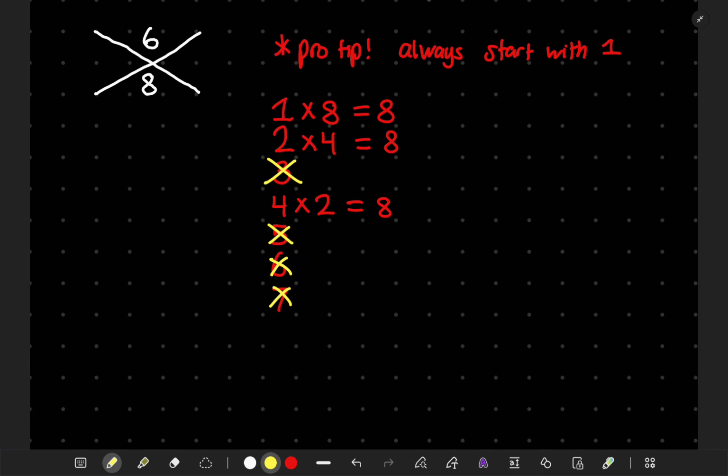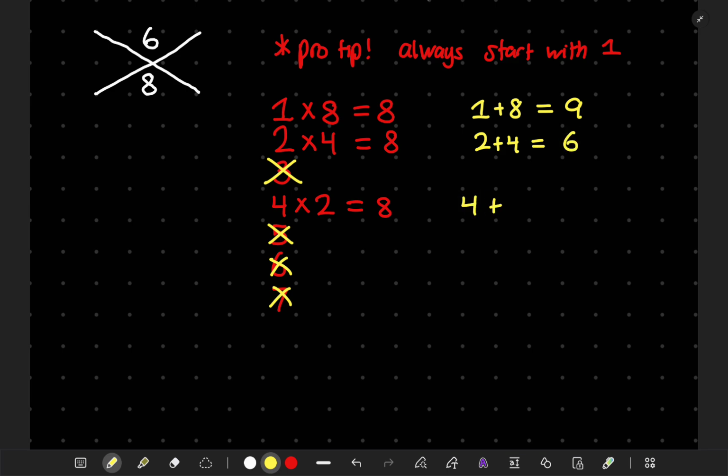Okay, so I have my example. I now have my two numbers that multiply out to 8, but what I also need to do is add them up so that they become that number on the top, 6. So let's do that one at a time. If I did 1 plus 8, will that give me 6? Obviously no, that gives me 9. Let's try the next one. 2 plus 4, hey, that gives me 6.